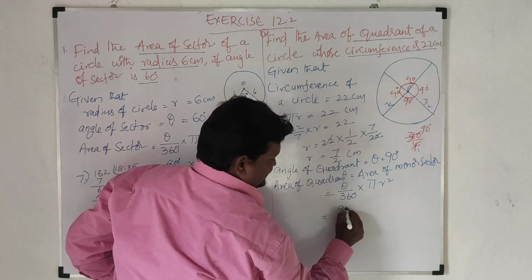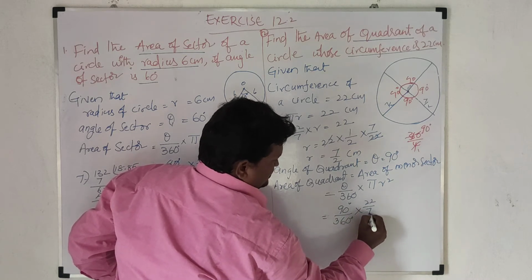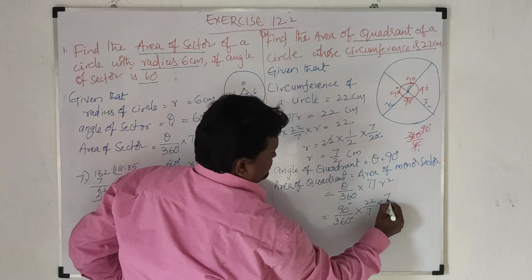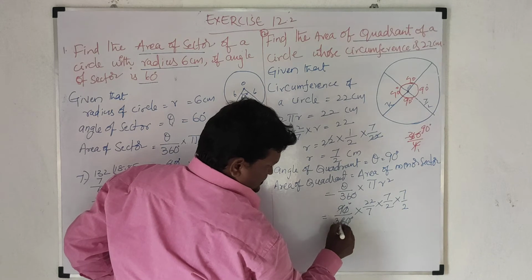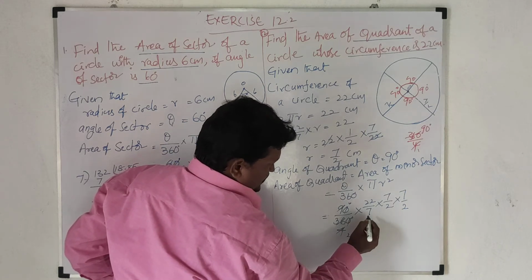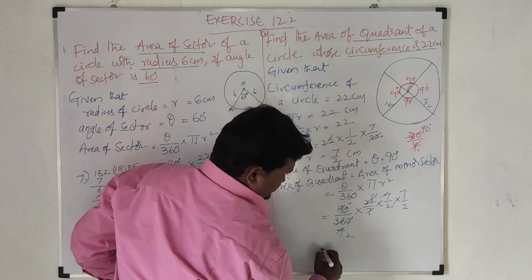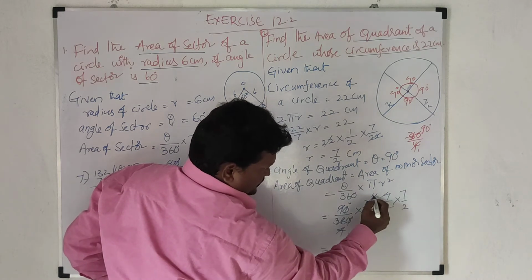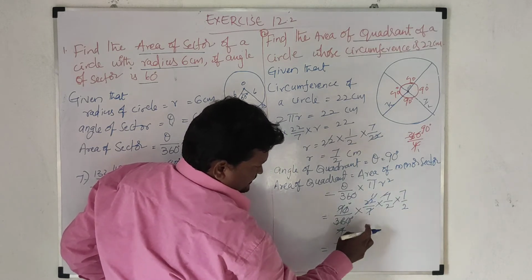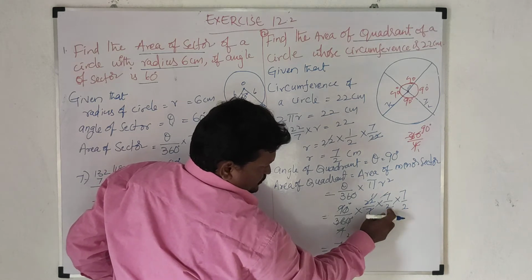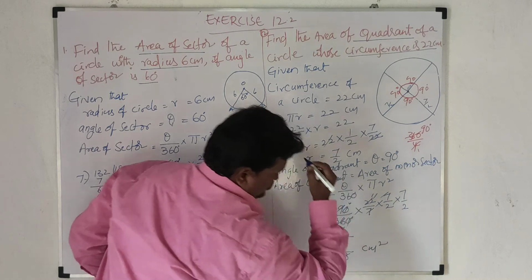Here what is theta? 90 degrees by 360 into pi, which is 22 by 7. What is r? 7 by 2. R square means you have to write 7 by 2 into 7 by 2. The zeros cancel, 9 ones are 9, 9 fours are 36, 2 twos are 4, 2 elevens are 22. So this 7 cancels. In the denominator we have 11 into 7, that is 77, and in the numerator 77. In the denominator 2 is there, 2 twos are 4, 4 twos are 8 centimeter squares.